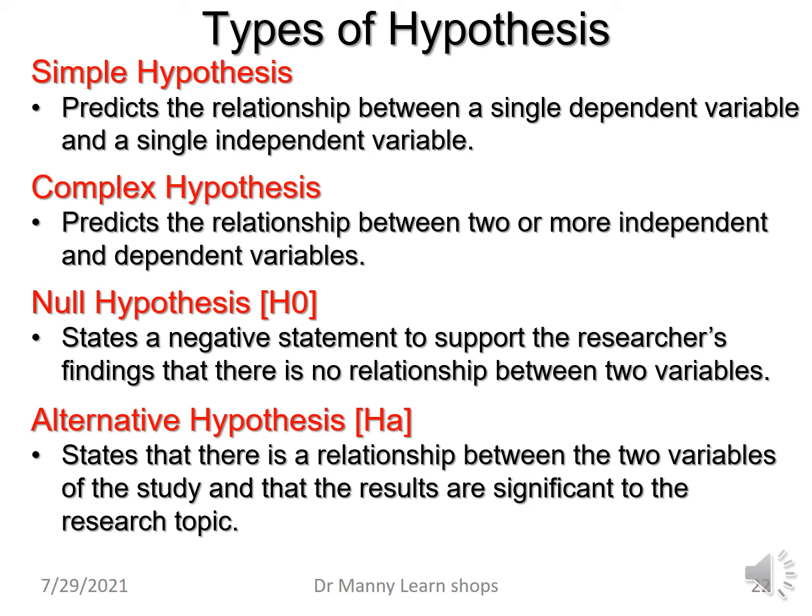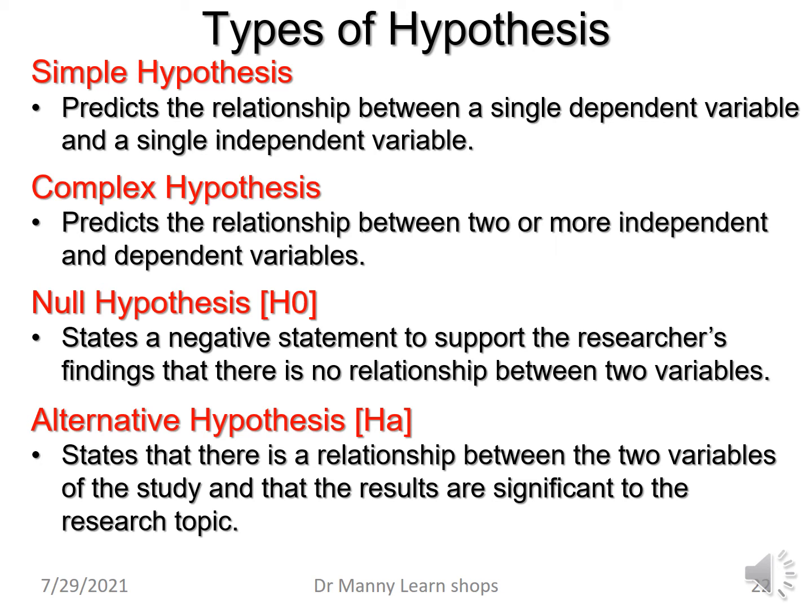Types of hypothesis can be a simple hypothesis, a complex hypothesis, a null hypothesis, or an alternative hypothesis. A simple hypothesis essentially predicts the relationship between a single dependent variable and a single independent variable. A complex hypothesis, as it indicates, predicts a relationship of two or more independent and dependent variables.